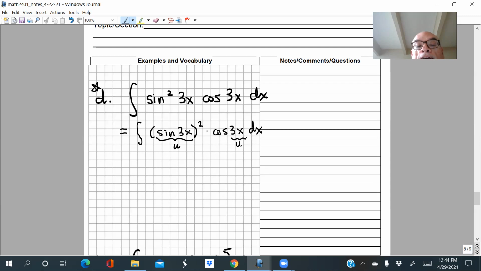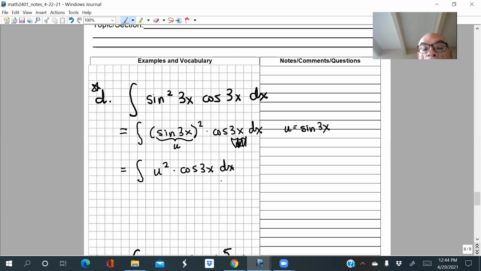The first one that I looked at, where I was thinking, let's let u be sine of 3x. Okay, so let's let u be sine of 3x. And that's what we're going to try to substitute here into my integrand. So instead of writing sine of 3x, I will write u. So I'll have u squared instead of sine of 3x squared. But don't forget, I still have cosine of 3x. That hasn't gone anywhere. And then the dx.